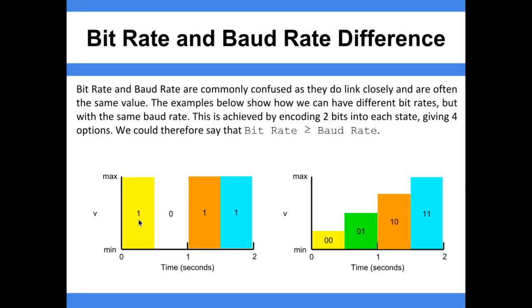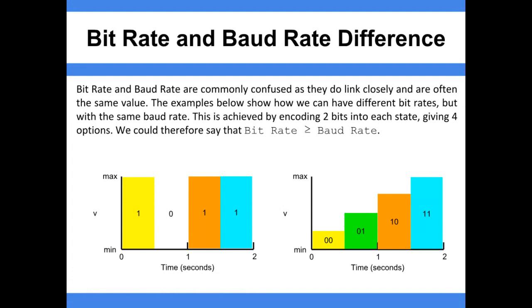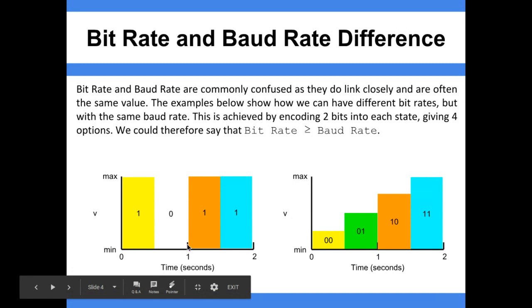So we've got a bit rate of 2 bits being sent per second. So we've got a 1 and a 0 in here, for instance. And we have a baud rate of 2 as well. So we have 2 potential state changes per second.